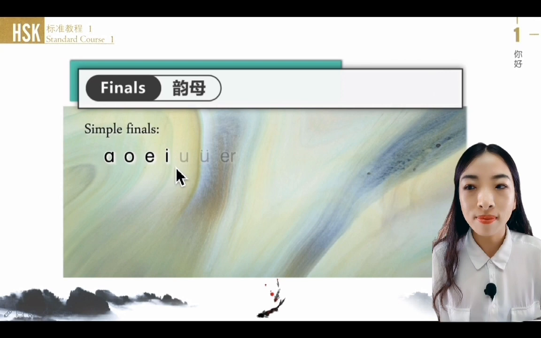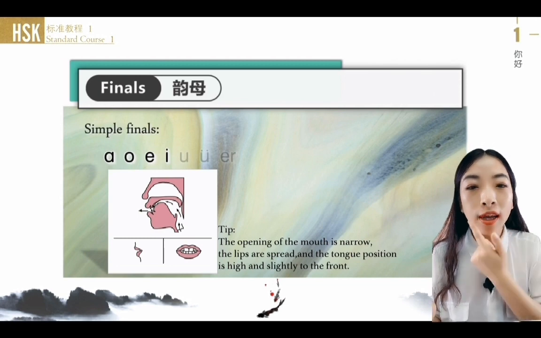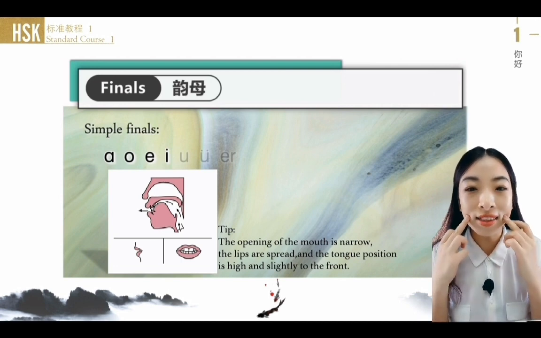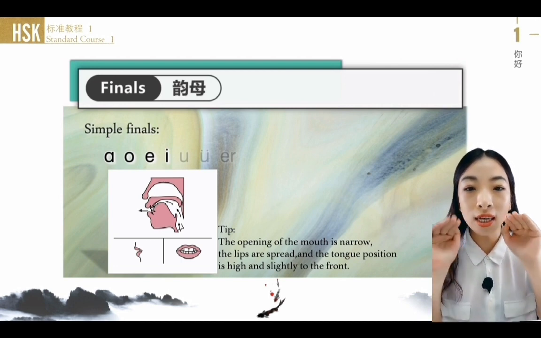Next, the opening of your mouth is narrow. The lips are spread and the tongue position is high and slightly to the front.